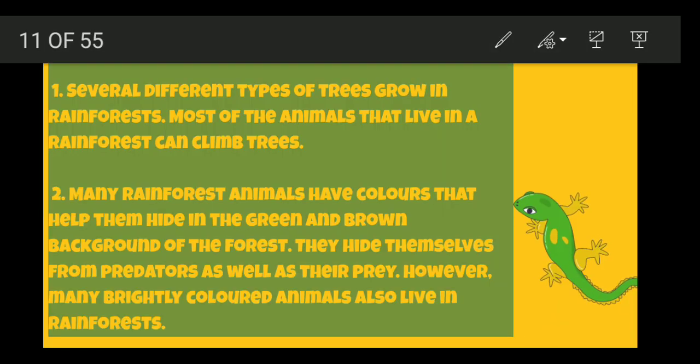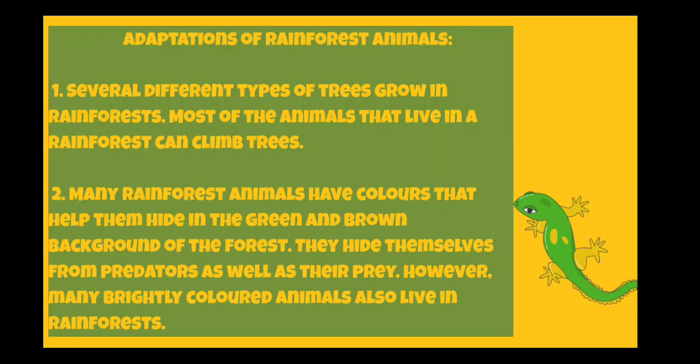So before we move on, I would like to tell you the names of some of the animals that live here. So you will find snakes, red-eyed frog, spider monkey, a butterfly, a toucan. So a lot of different colored animals, and animals that are brown or green, live here. The animals that are green and brown can hide themselves in this background, and they are then protected from their predators as well as from their prey.